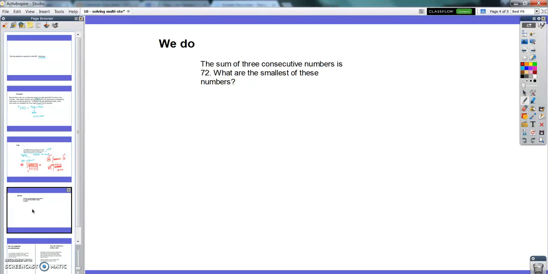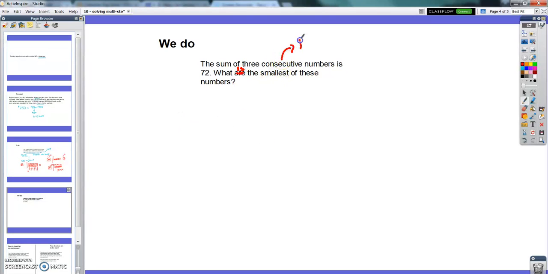Open up your notebook. This is another common problem you see in algebra, and we're going to solve it a similar way. So it says the sum of 3 consecutive numbers is 72. What are the smallest of these numbers? What's the smallest? Maybe what is probably a better way to say that. What is the smallest? So I've got these 3 numbers.